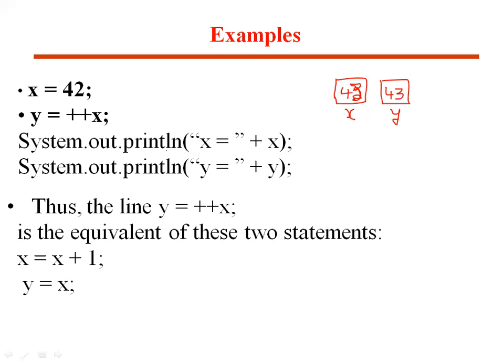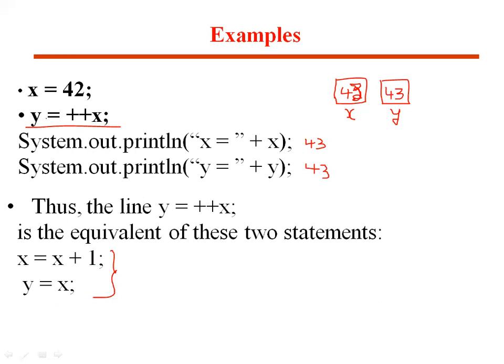Now when you print x and y values, what are printed here? Both x will be 43 and y is also 43. Clear? Okay, so how is it calculated internally? If you split this, the same line is equivalent to writing these two statements. The same single statement is equivalent to these two statements. Actually, internally this is how it is evaluated.